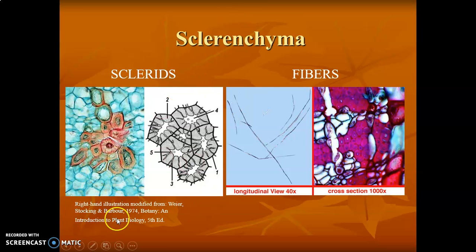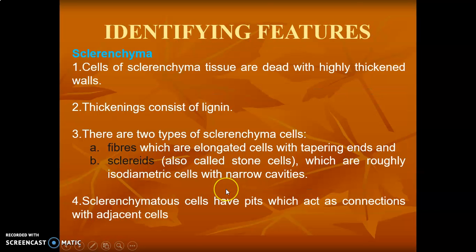This figure is taken from a certain botanical book. The reference is given here. The sclerite form of sclerenchyma tissue looks like this. This is a schematic diagram. The fiber form of sclerenchyma tissue looks like this. And you can see that under the microscope, these two kinds of tissues are significantly different from each other.